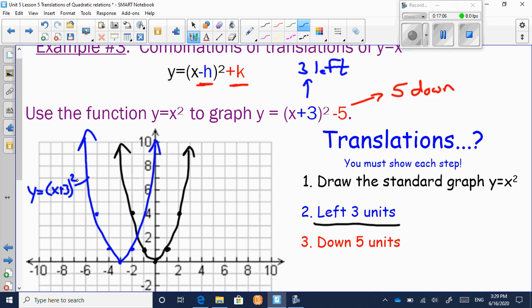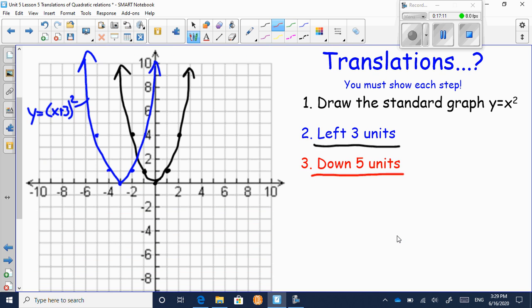But now look at this. We've got to incorporate going down 5 units. So I'm going to take my vertex and go down 5. 1, 2, 3, 4, 5. There it is. And then look, I go over 1, up 1, over 2, up 4. So here it is. There's your final parabola. It's going to go left 3 and down 5.